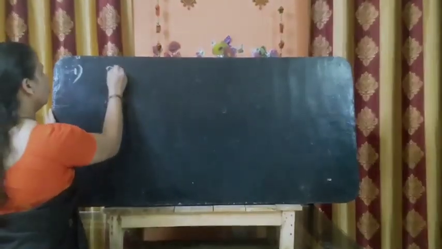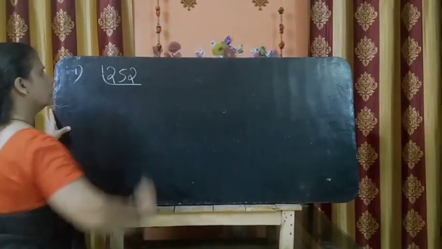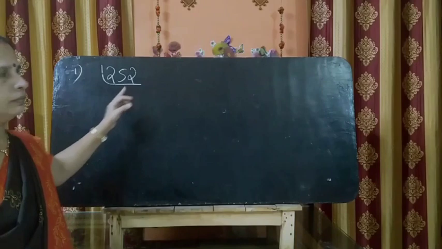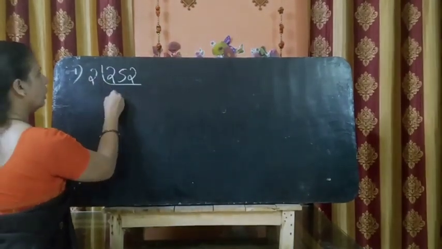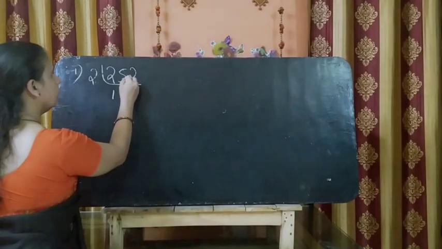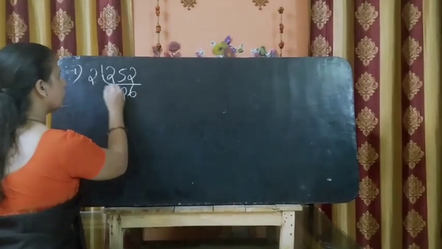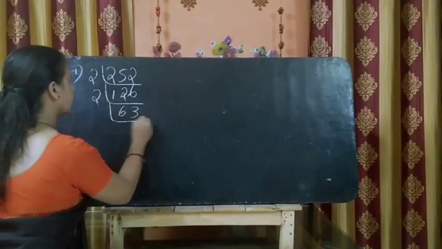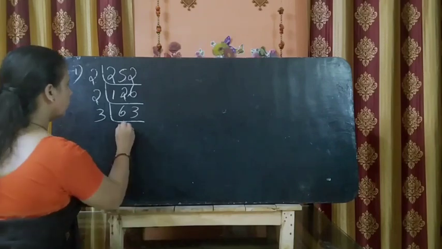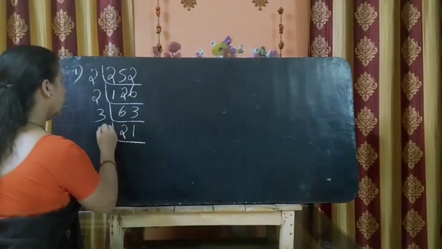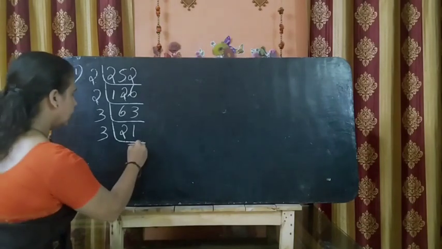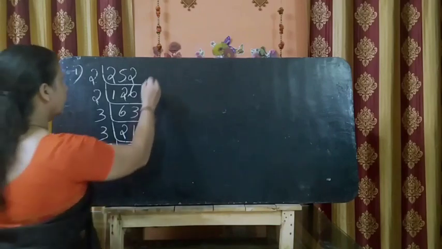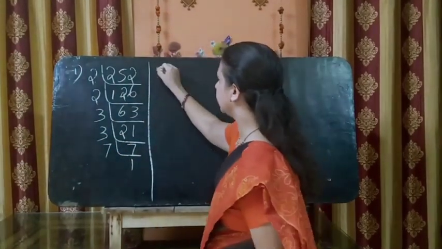Here the question is 252. First, we have to find the prime factors of this given number. Factor is 2; 2 2s are 4, then 1 left, 12; 6 2s are 12. Then go through 2 again: 3 2s are 6. Then factor is 3; 2 3s are 6, 1 3, 3. Then again factor is 3; 7 3s are 21. Then 7 factor, then 1. Then write the prime factors of 252.